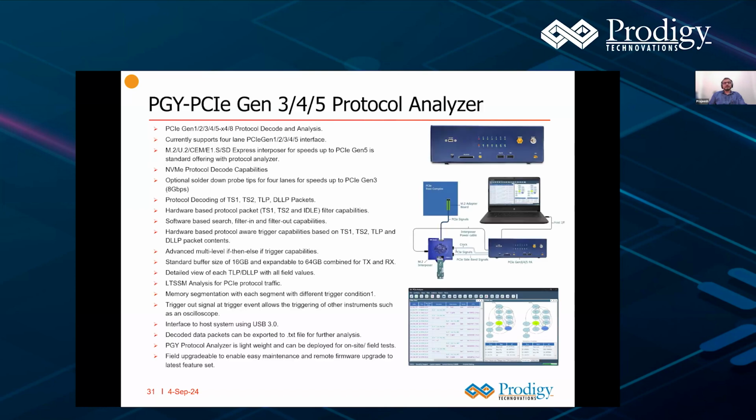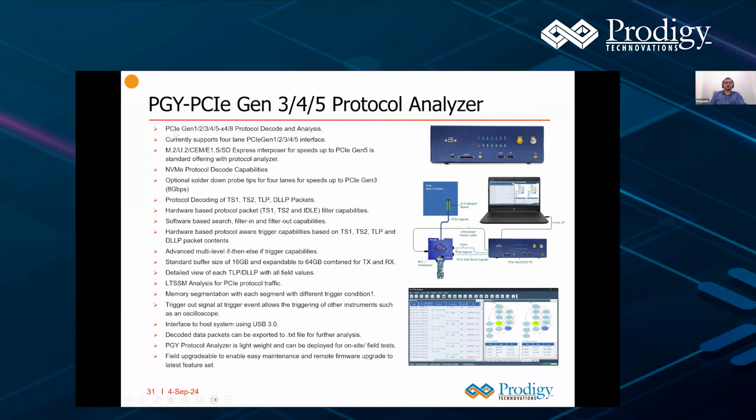Now coming to our Prodigy PCIe Gen 3, 4, 5 protocol analyzer. On the right, you can see our protocol analyzer, and the second picture shows how the PA is connected in an M.2 system. You basically have the root complex, and then you connect the interposer. I think I'll come to this in the next slide.